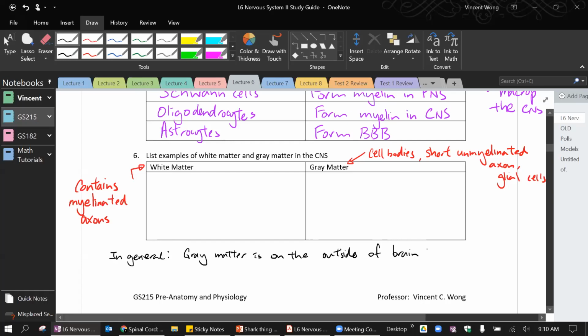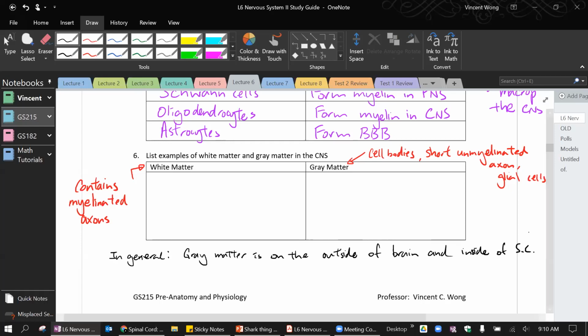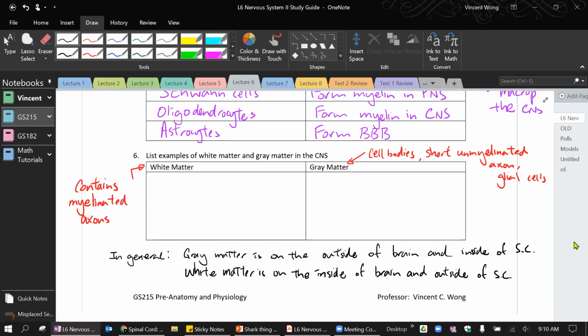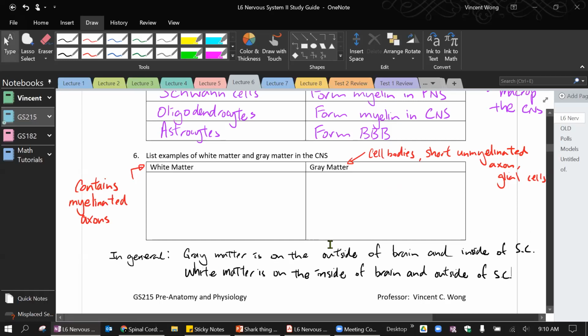and inside of the spinal cord. Whereas the white matter is on the inside of the brain and outside of the spinal cord. Now there are some exceptions, but generally this trend is true.